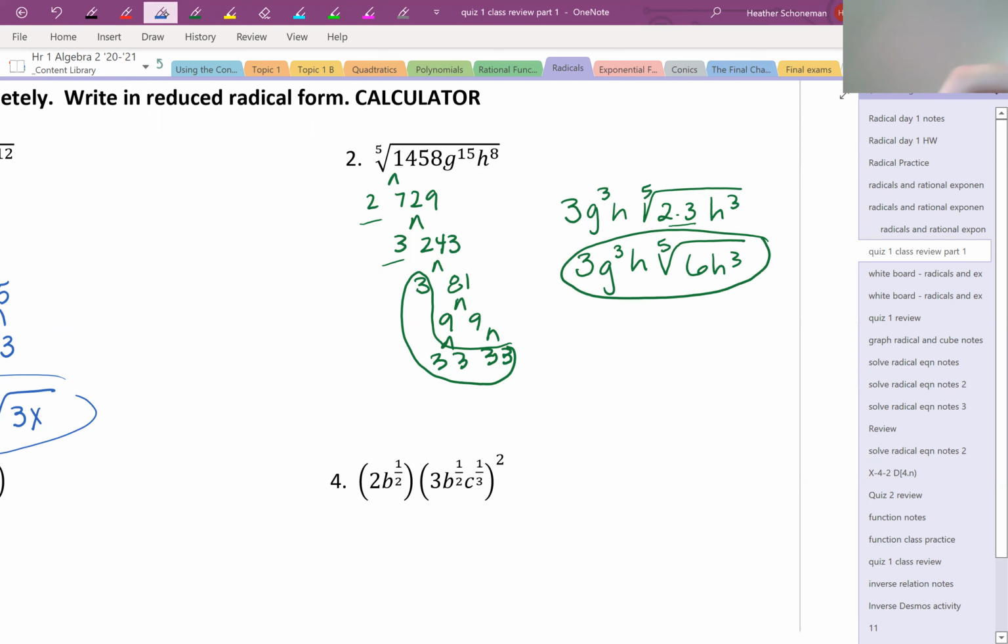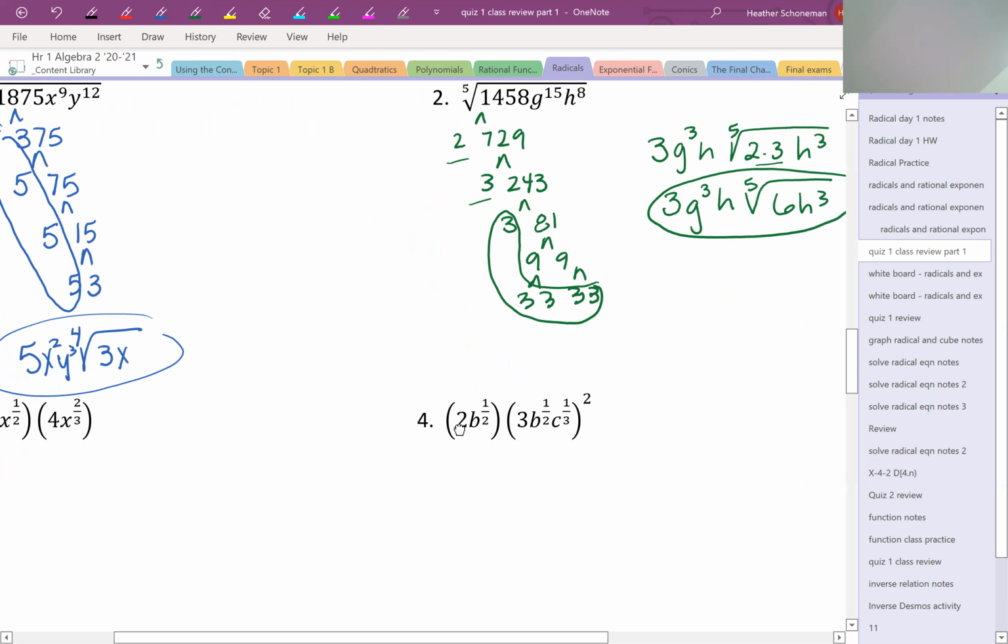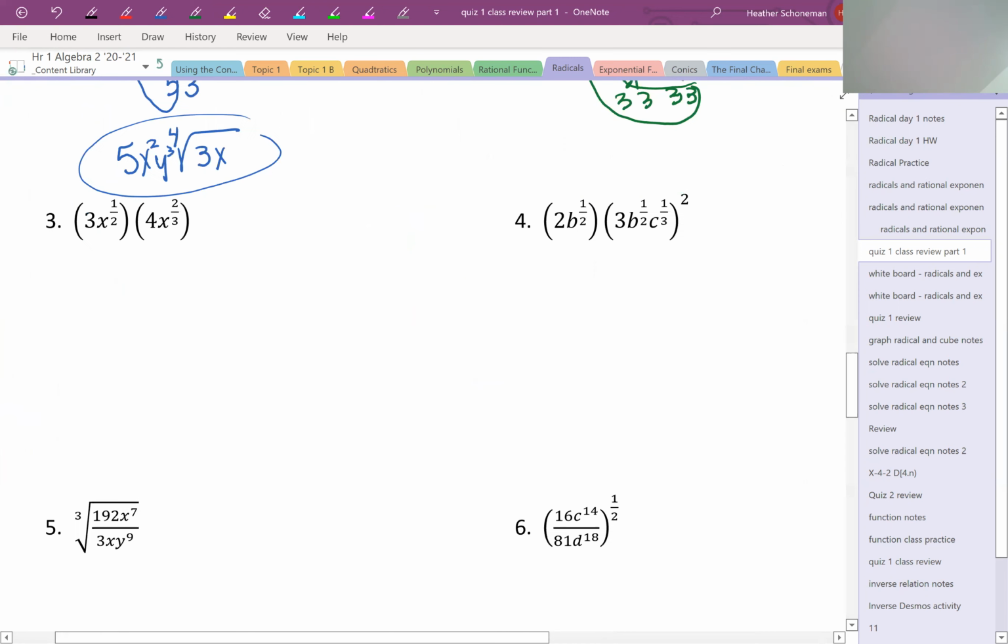my final answer. Okay, let's take a look at number 3. On number 3, when the 2 parentheses are touching, that's multiplying. So the numbers I'm going to multiply the same way I've always multiplied them. 3 times 4 is 12. With the variables, I need to add the exponents, and I keep the base the same.